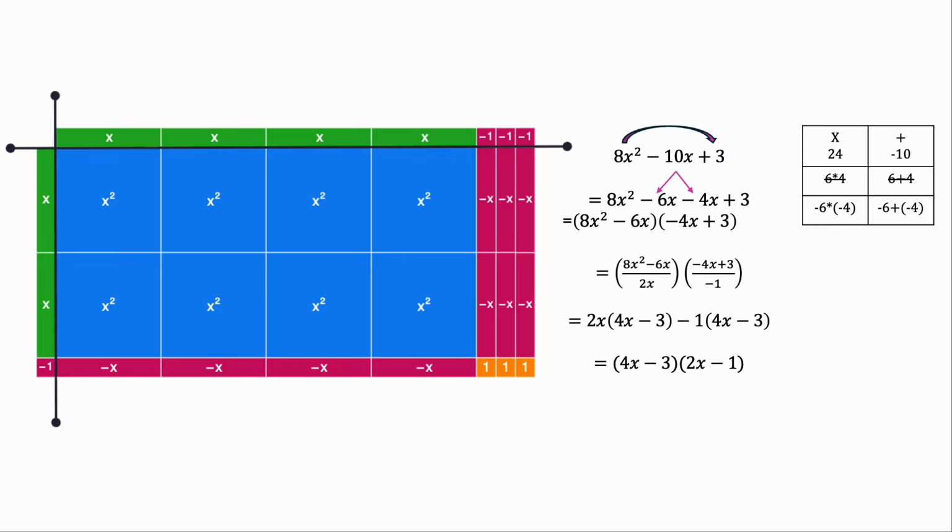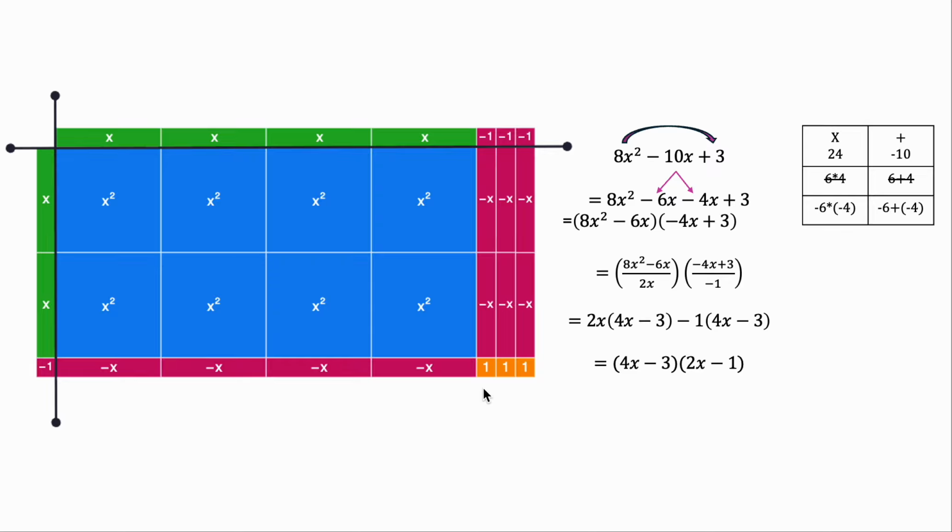So when I look at 8x squared minus 6x, I see that the common term that I can factor is 2x, and the greatest common factor of negative 4x plus 3 is negative 1. When I factor those out, my goal is to have a common binomial, which I can then factor out, that common binomial of 4x minus 3, leaving me with 2x minus 1. So 8x squared minus 10x is, of course, the middle of our area, if you will. And now I'm finding the dimensions, which are 4x minus 3 and 2x minus 1.